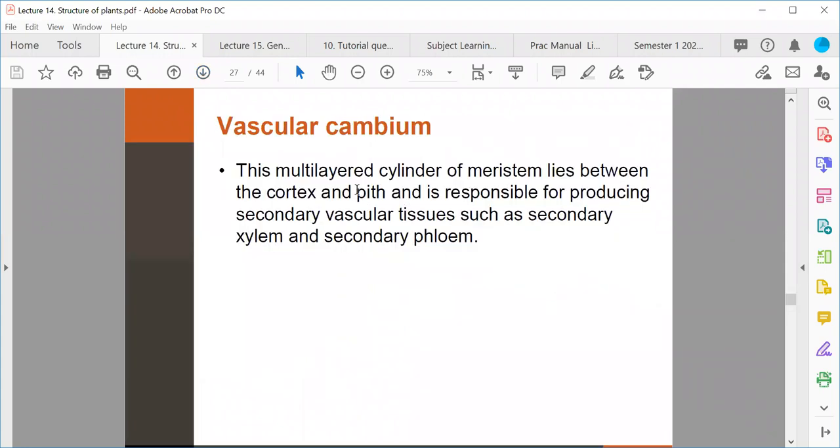So the vascular cambium is a multi-layered cylinder of meristem cells. We just looked at 3 layers of vascular cambium cells. It lies between the outer cortex and the inner pith of the stem, and it's responsible for producing secondary vascular tissues. For example, the secondary xylem and secondary phloem.